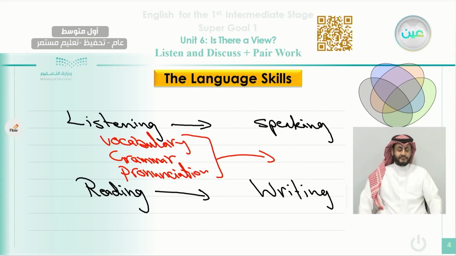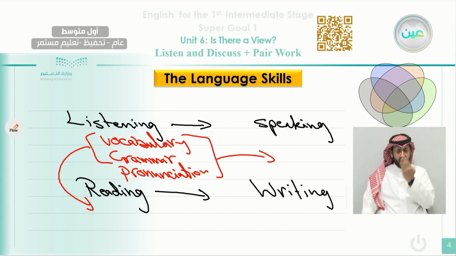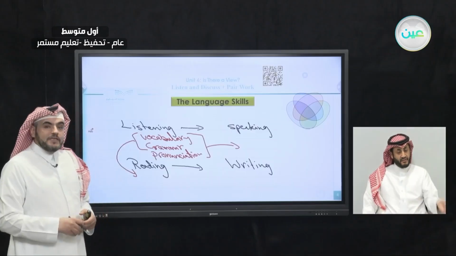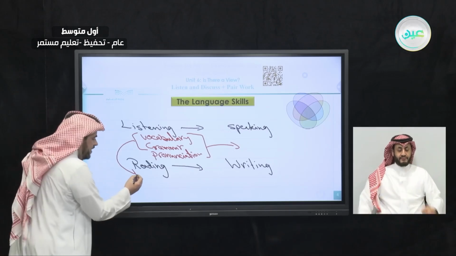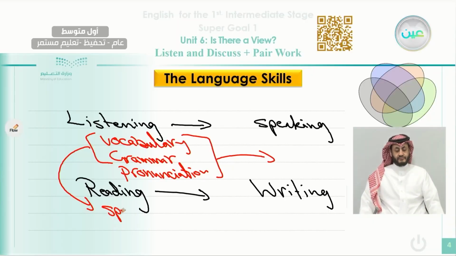Also, during reading, you will have the same two minor skills, vocabulary and grammar. You can get vocabulary and grammar from your reading, but you have 3 more minor skills. What are these 3 more minor skills? The first one is spelling. If you read good text, that will impact your spelling.